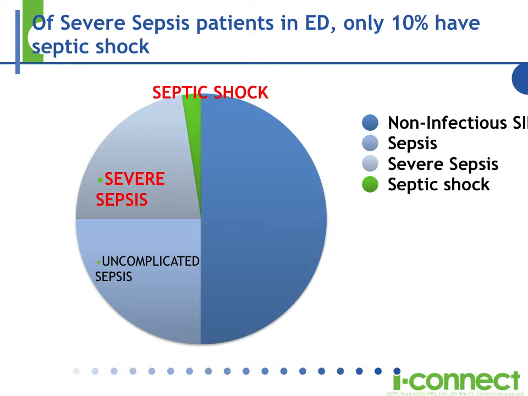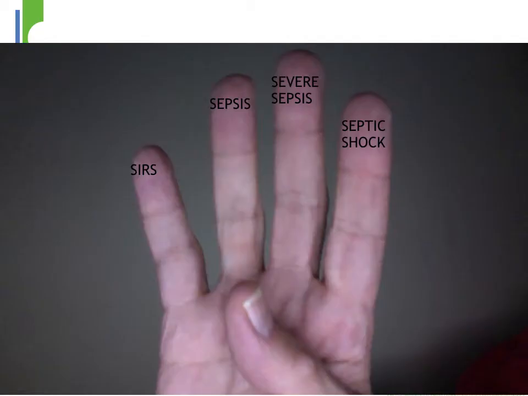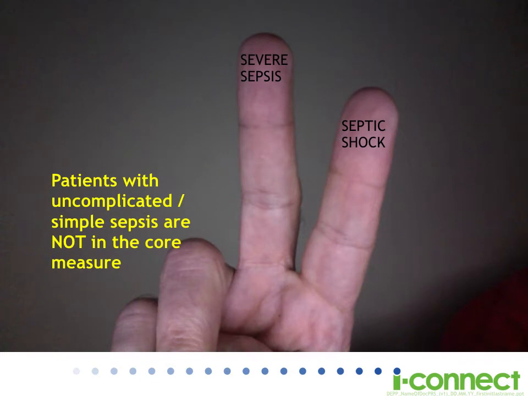So, again, we're going to review the patients. We're going to talk about the four definitions: SIRS, sepsis, severe sepsis, and septic shock. But patients with sepsis are not included in the core measure. Patients with sepsis don't need fluids. They don't need repeat lactates. Only patients with severe sepsis and septic shock are included in the core measure.